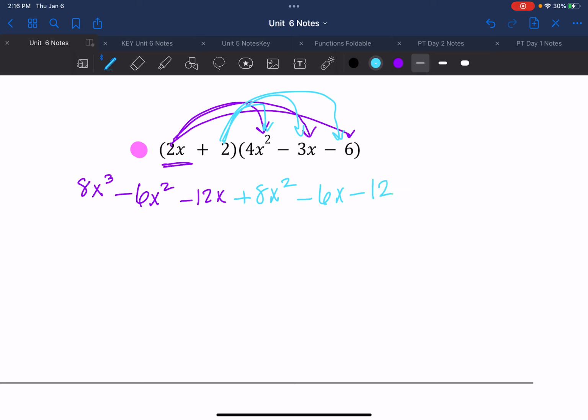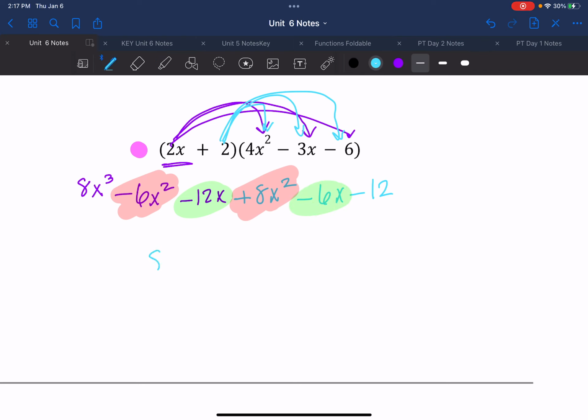Same thing applies. Once you've gotten rid of the parentheses, we can combine like terms. We're going to identify them. So let's go and identify x cubed. I know there's not another one, but I have an x squared here. I have an x squared here. I have an x here. I have an x here. And then that's a constant. We don't need to combine it.